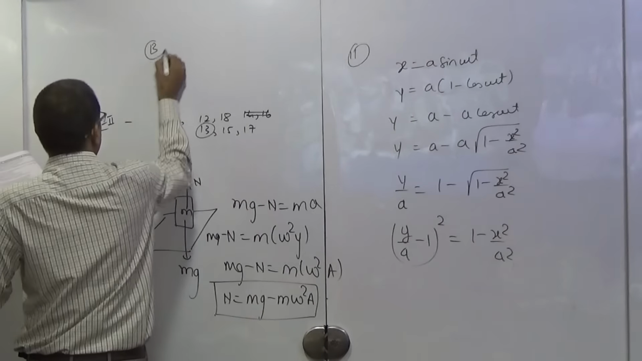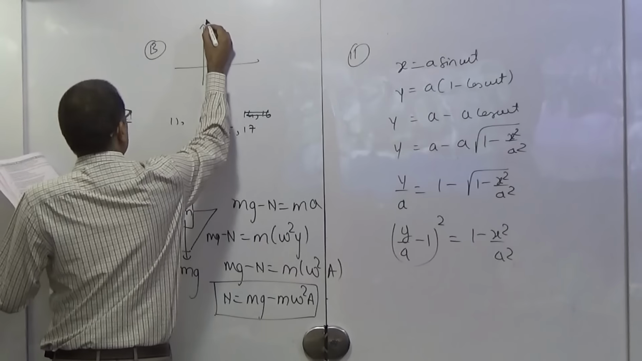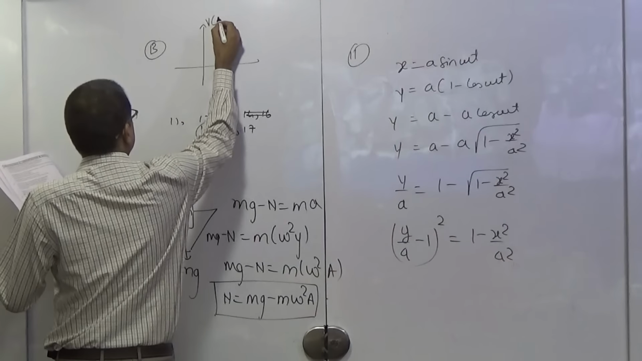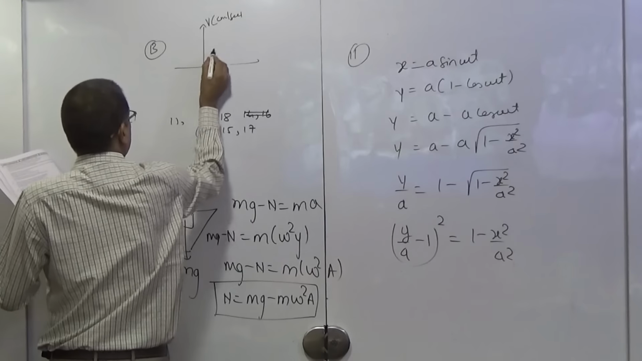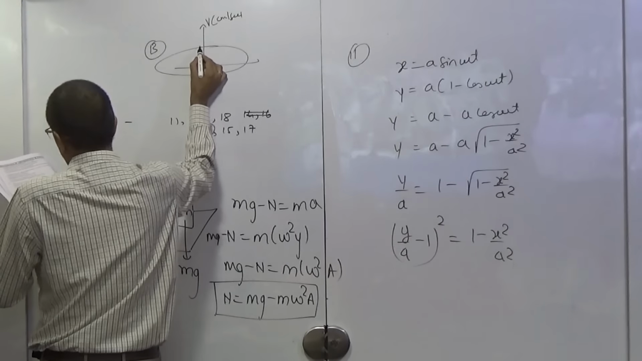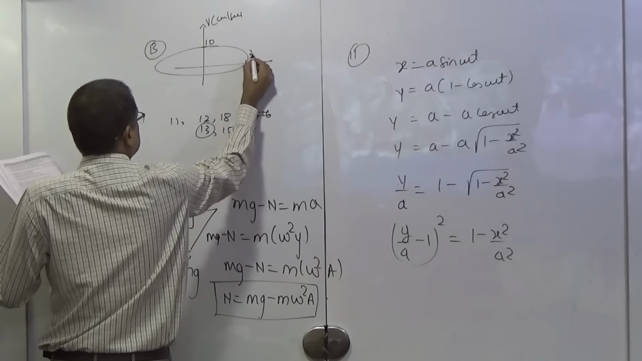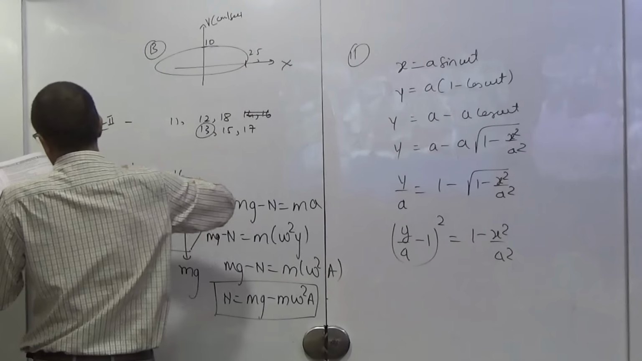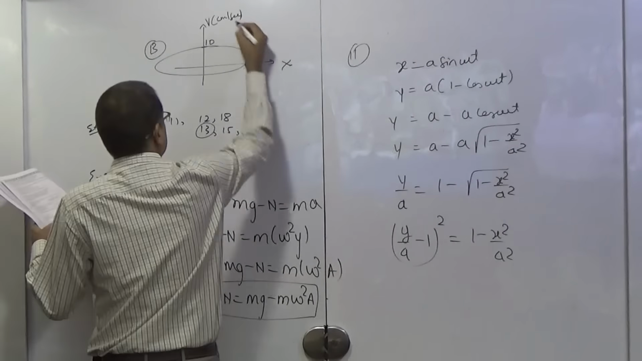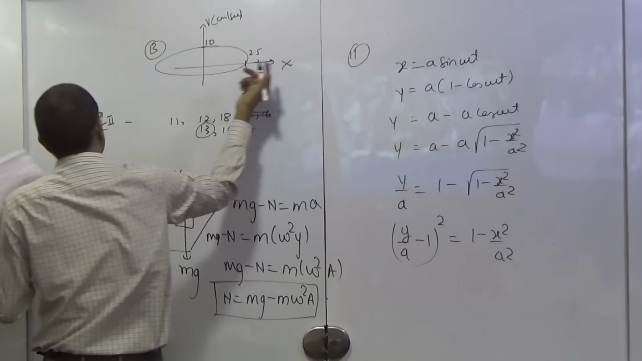13th problem, please understand, this is the only problem where there is a print error in this, centimeters per second. If this is it, make this 10 and not 1. This is 2.5 and this is x. 10 centimeters per second. Now you get the answer.